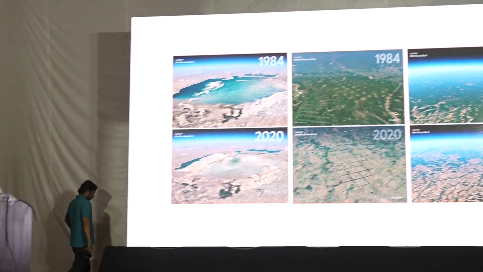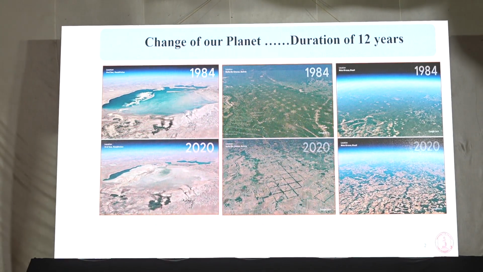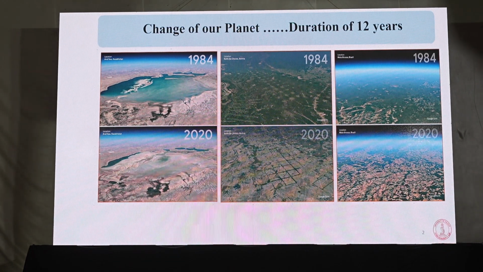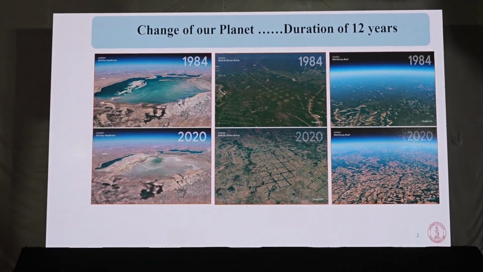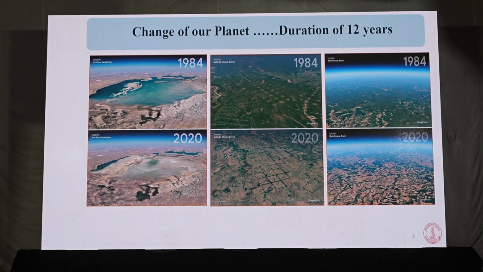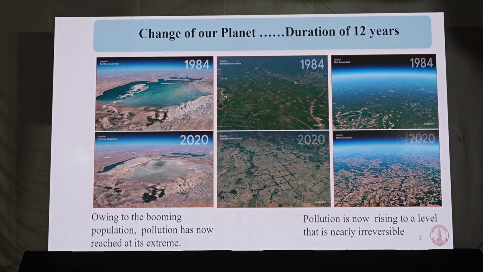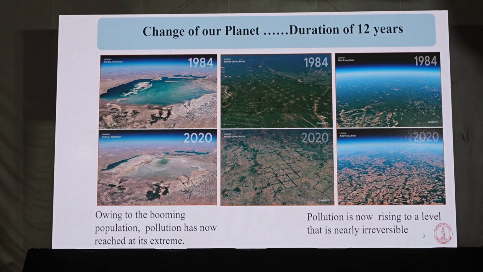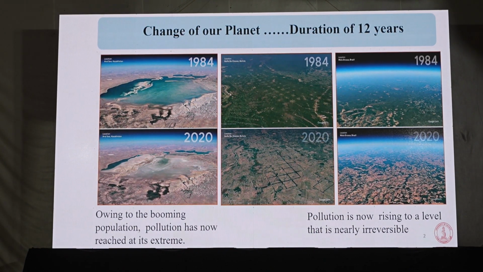These are before and after satellite images, 12 years apart, of some regions of our planet, showing how humans changed our planet in a short duration. The main reason is that owing to a booming population, pollution has now reached its extremes, rising to a level that is nearly irreversible.